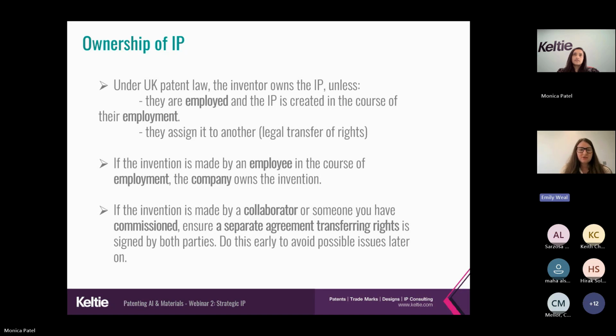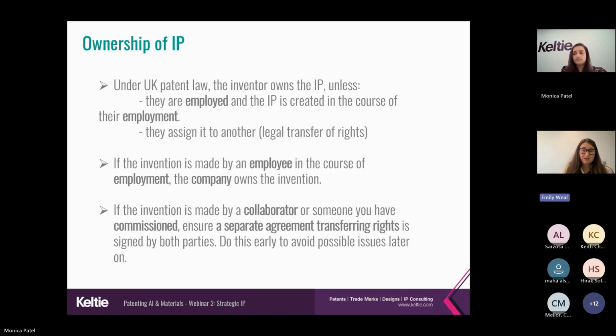Different countries have slightly different laws around this. One slightly different handling comes in the US, whereas an employing company will automatically own the rights in the UK. In the US, the initial ownership still stays with the inventor, but they have an obligation to assign it to their employer. It's a subtle difference, but it can be quite important because it does involve signatures and paperwork in the US in a way that it doesn't in the UK. So it's just something to be aware of.